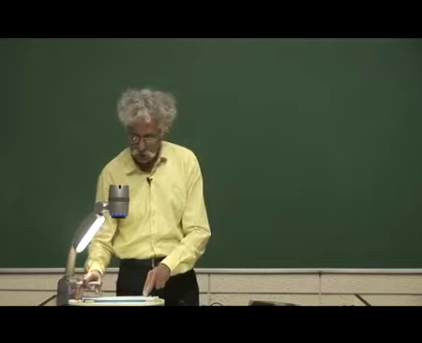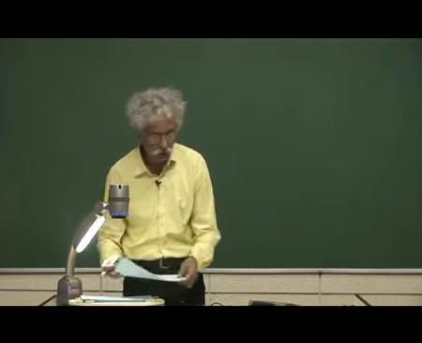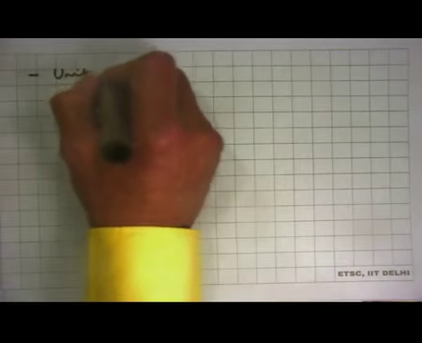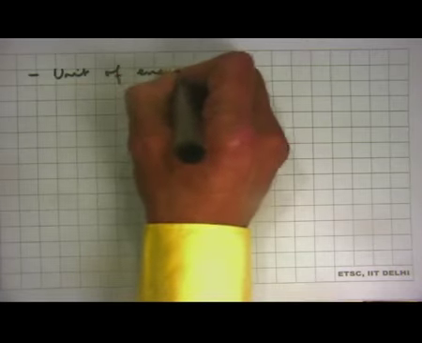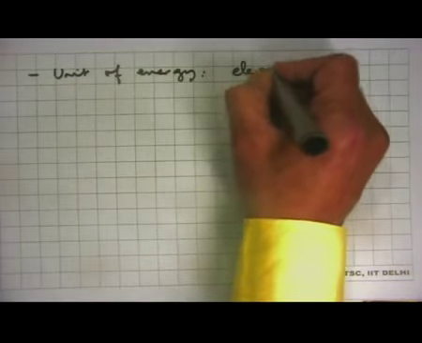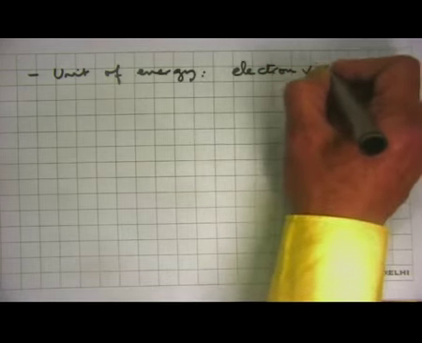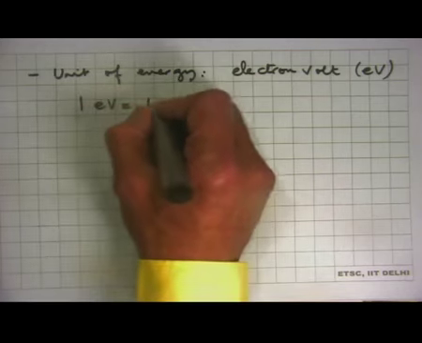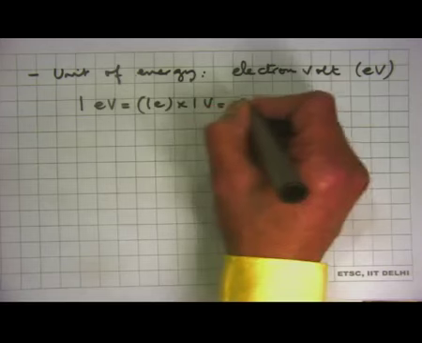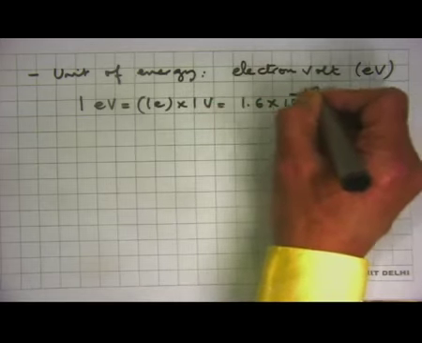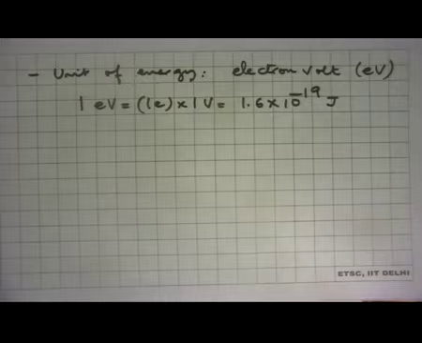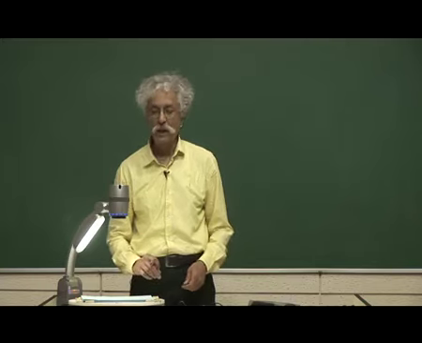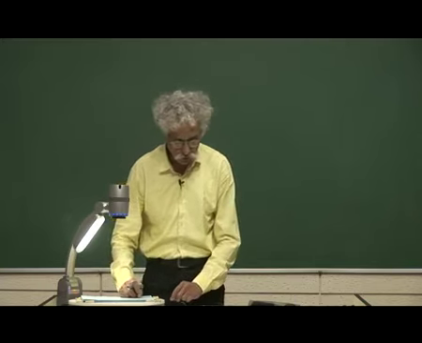At this point I might like to mention that there is a unit of energy which is used in many places, called the electron volt, abbreviated as eV. So, 1 electron volt is equal to the charge of 1 electron into 1 volt, which is 1.6 times 10 to the minus 19 joules. So, that is a unit of energy. It is the energy required to move a charge of 1 electron across a potential difference of 1 volt.